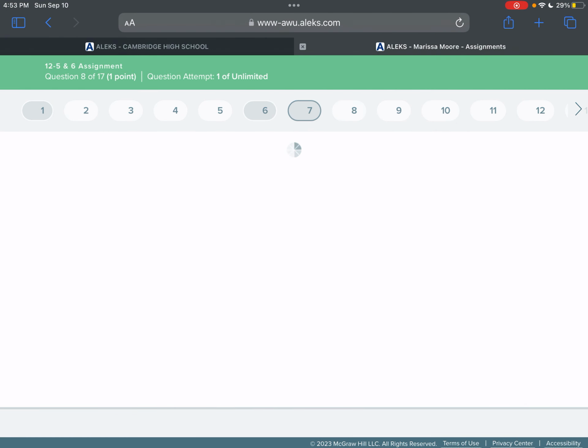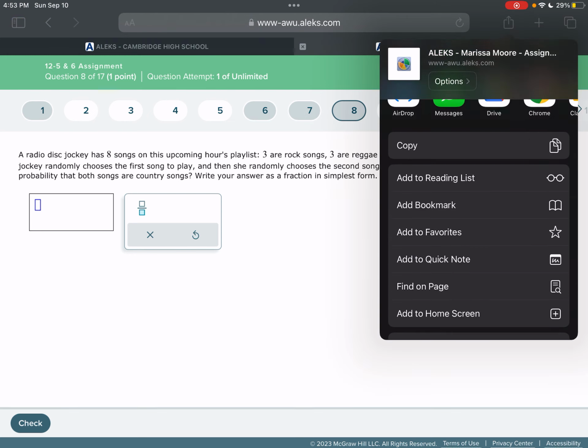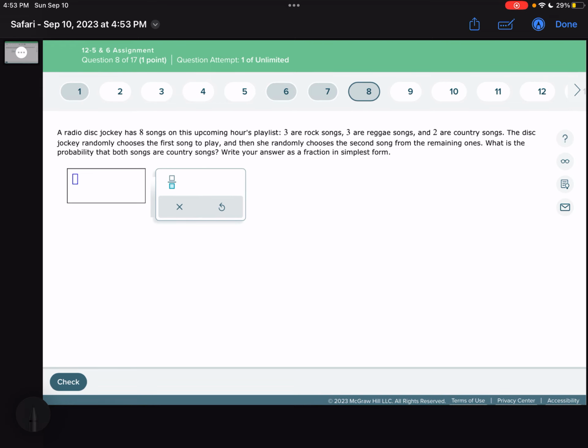Number 8. A radio disc jockey has 8 songs on this upcoming hour's playlist. 3 are rock, 3 are reggae, 2 are country. So I have 3 rock, 3 reggae, 2 country, for a total of 8 songs.